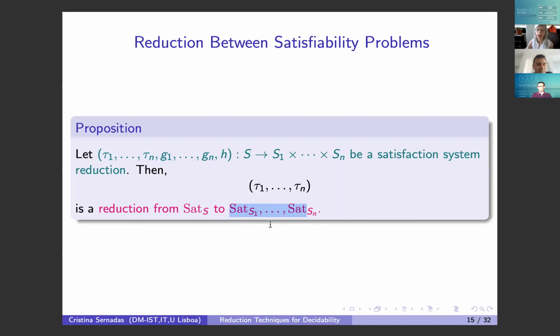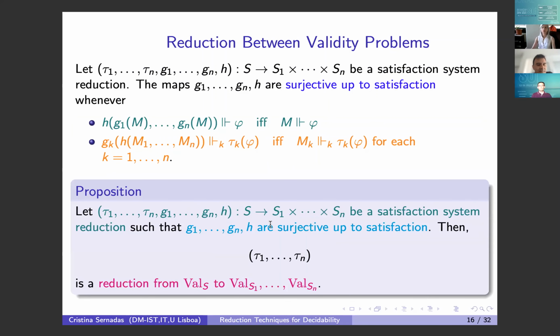the satisfiability problem for S, okay? So what happens with validity problems? Do we have a similar thing or not? It's a bit more complicated in the following sense: if I want to relate the validity problem for S with validity problems for S1 and SN, we have to give something else.